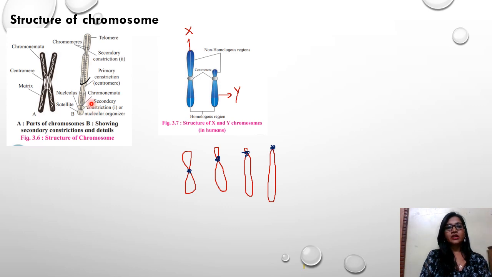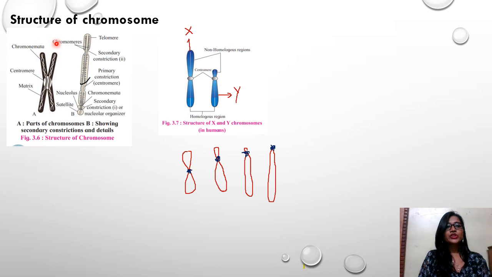While the second diagram shows the secondary constrictions of this chromosome in detail, how it is made up. It is the structure of chromosome. The question can be asked from this part separately. And the structure of X and Y chromosome in humans can also be asked. So we are going to study this part in detail, and I will explain what these diagrams are.